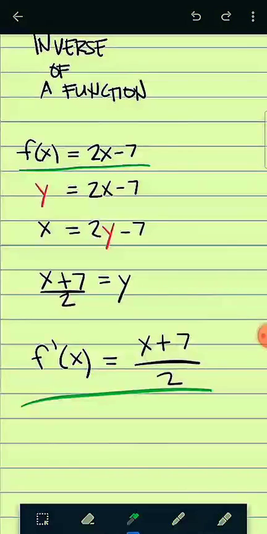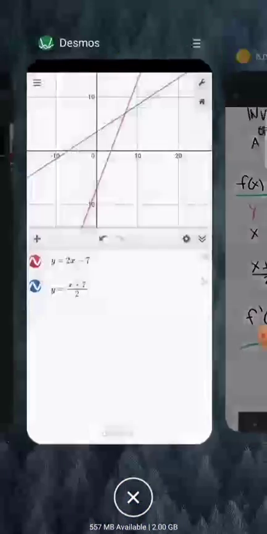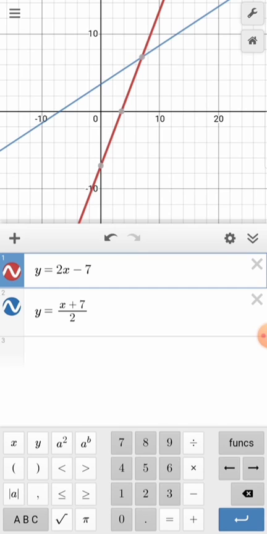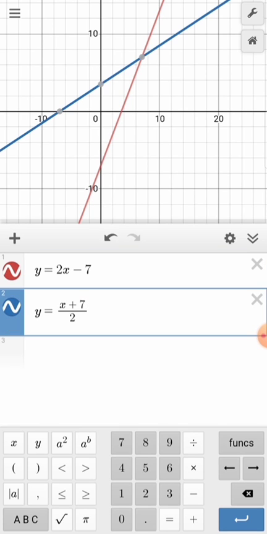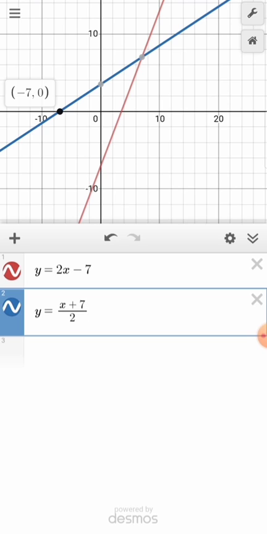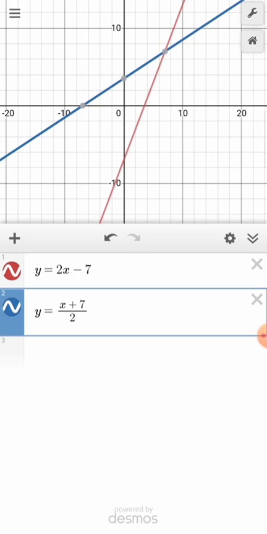Now, what does it mean when two functions are inverse of each other? Here's the graph of this function. The red one is the graph of 2x minus 7, and the blue one is the graph of x plus 7 over 2, wherein these two lines are inverses of each other. If two functions are inverse of each other, and you assign certain points, let's say I want to know what's on the point negative 7, 0, the inverse of that function or graph will give you the opposite coordinates.